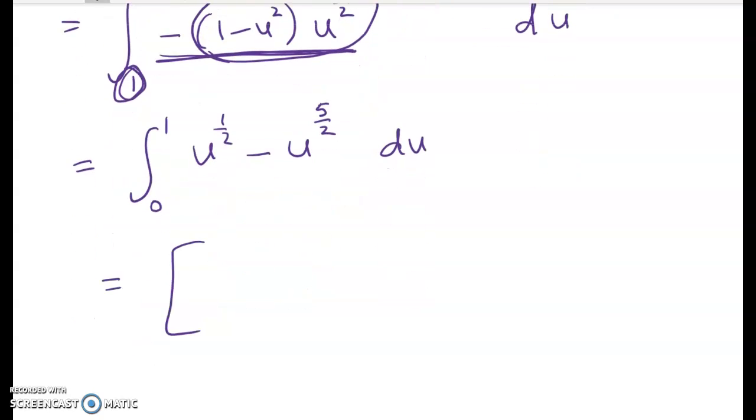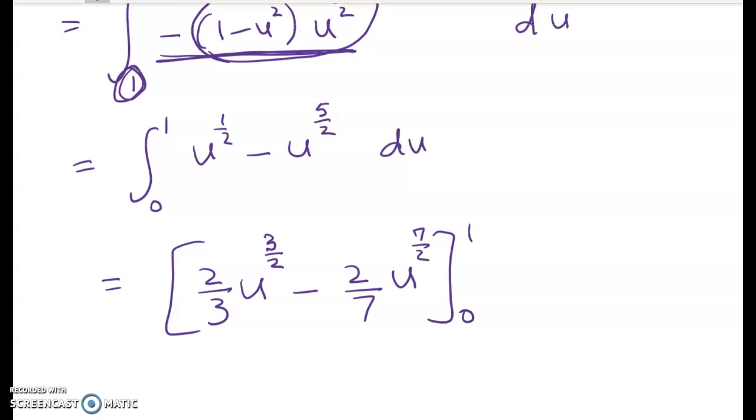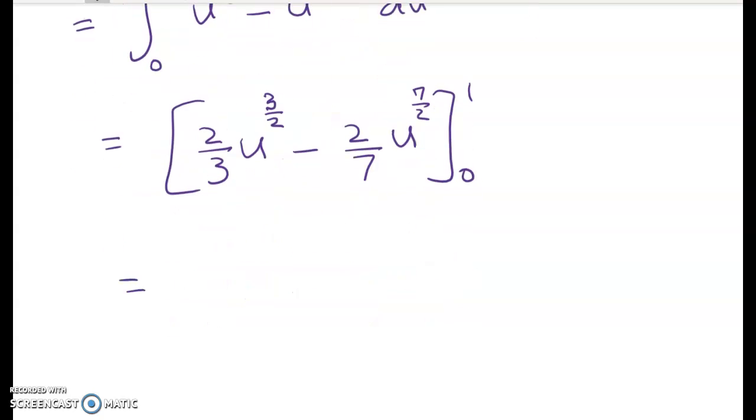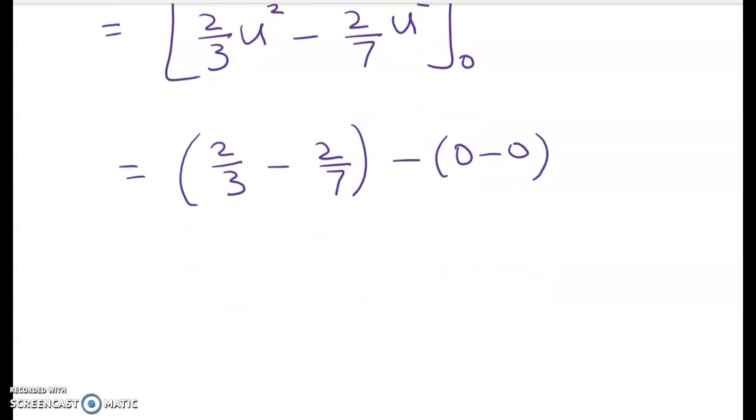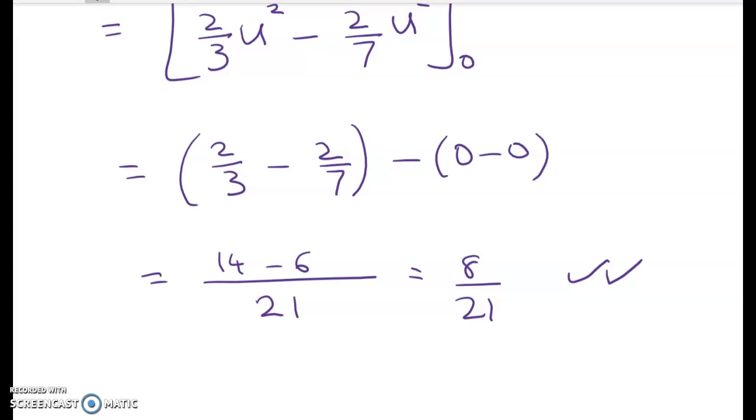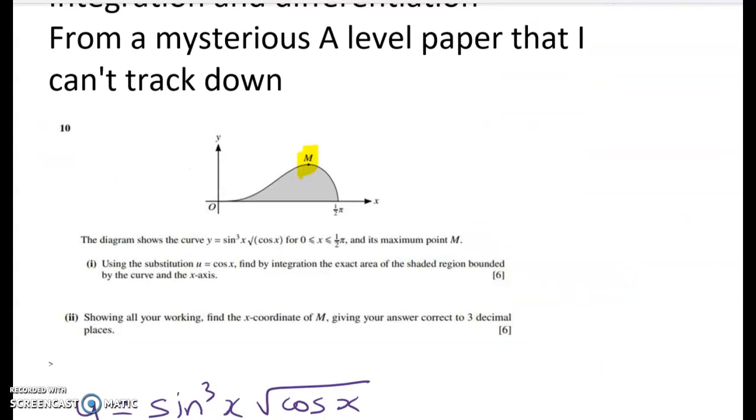Integrating that's pretty straightforward. We get 2/3 u to the power of 3 over 2 minus 2/7 u to the power of 7 over 2, evaluated at 1 and 0. So that gives me 2/3 minus 2/7 minus 0 minus 0. Combining this gives us (14 minus 6) over 21, which is 8 over 21. So that's that question finished. Let's have a look at the next one.